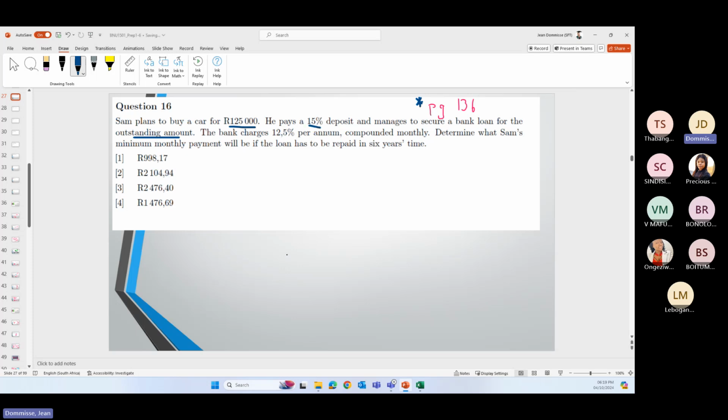He pays 15%. So let's first work out what the deposit is that we're going to take off. So 15% times the 125.